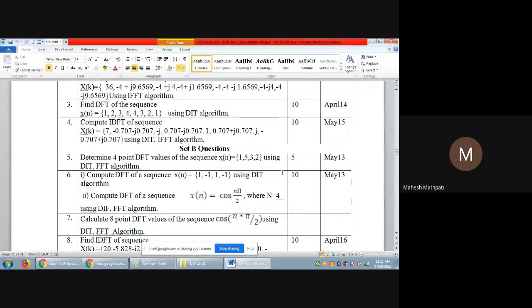Is that clear to all? Yes, sir. Then let's move to the next question. 6. Compute DFT of sequence using DIT algorithm. It is same as the above question only. And the second one is compute DFT of sequence x of n equals to cos n pi by 2, where n equals to 4, using DIF FFT algorithm. So we will elaborate this question number 2.